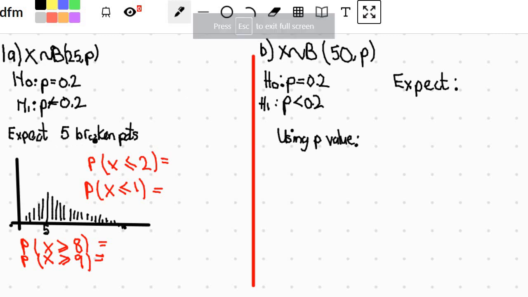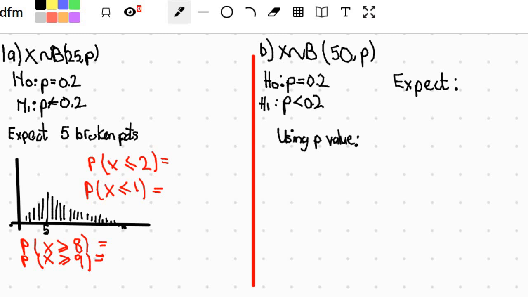Okay, so just reminding you, I expect to get around 5 broken pots in a batch of 25, because remember how to get the expected value, we do 25 times 0.2, n times p. So I expect to get around 5. So then on my calculator, I'm going to find my critical region, so I can go into binomial CD. I can then literally just simply do binomial CD, n as 25, p as 0.2, and I'm going to try x less than or equal to 2.